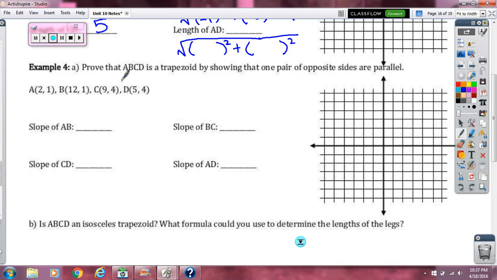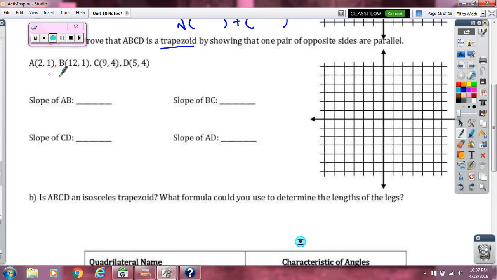Cool. So example 4, I'm proving that something is a trapezoid by showing that one pair of sides are parallel. Alright, so A, B, C, and D again. This one's a little bit harder to graph. It's probably going to go off the graph a little bit. So I'm just going to use the fact that A, B, and C, D, those are going to be one pair of kind of opposite sides. And then B, C, and AD, those are going to be another pair of opposite sides.